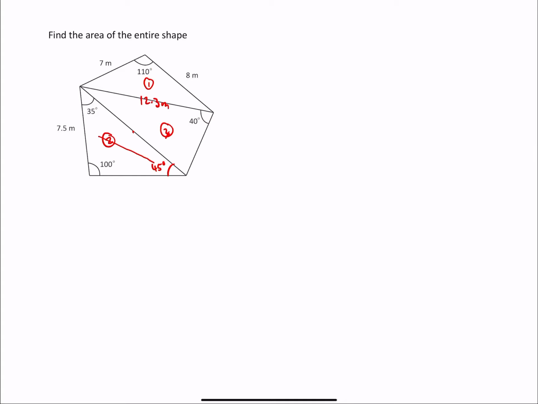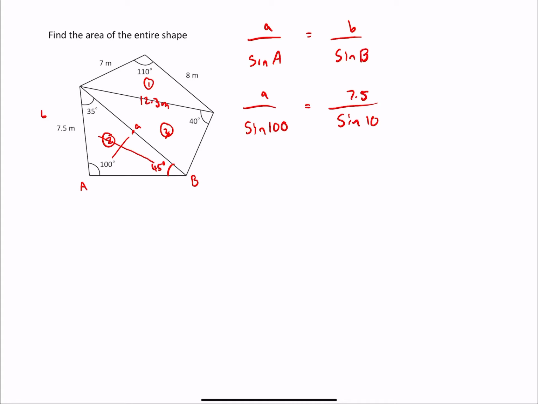Now that I've got that side and that angle, if I want to find the side opposite, sorry, I need to use the angle opposite, which is 100. So I'm going to call that side A, that B, okay? And I'm looking at the side, so I'm using A over sine A this time, just to make it easier in my rearrangements. So my unknown A over sine 100 is equal to B, which is 7.5 over sine 45. Sorry, I got that wrong. Sine 45. There we go.